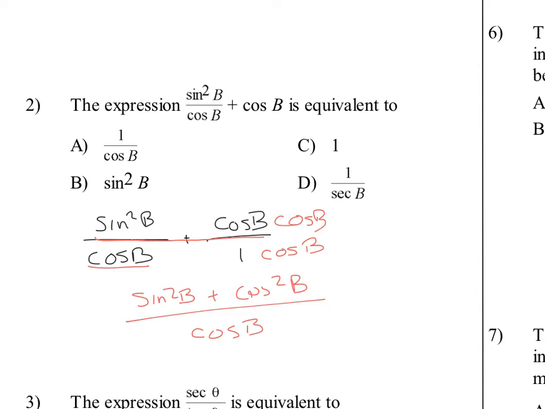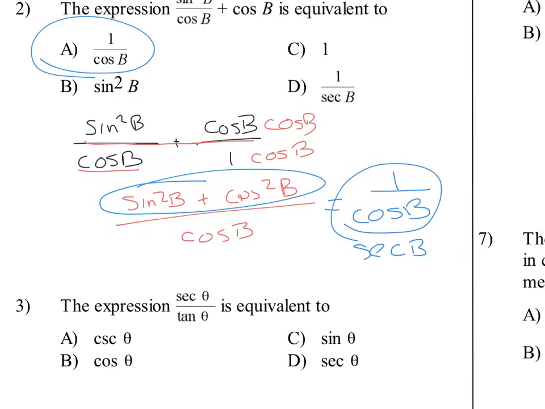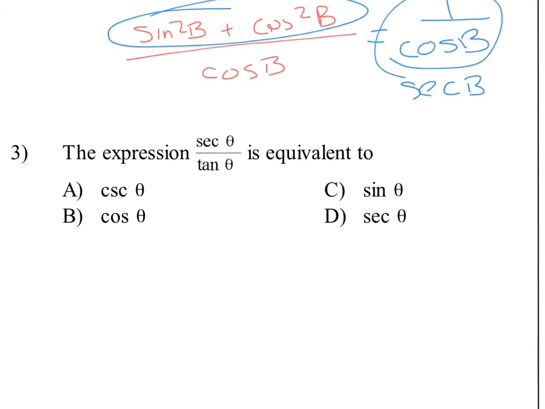But the answer is sine squared plus cosine squared is 1. And then this is cosine of b. So this is 1 over cosine of b. So that's secant. But that isn't one of the answers. So it has to be this one. All right, this one here.